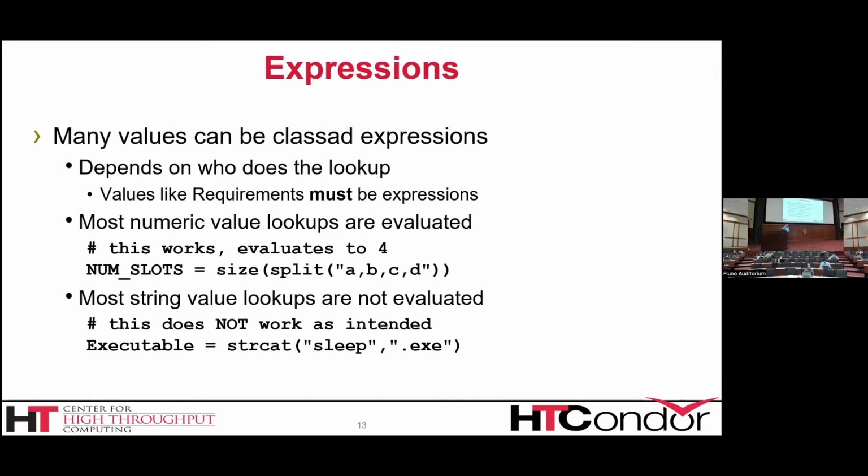All right. Now there's no schema in this key value store except one that is imposed by whoever is doing the lookup. And for most situations, there's a sort of default behavior. If the entity doing the lookup is expecting to get a number back, then it will evaluate whatever is on the right-hand side, hoping to get a number from that evaluation. And so this particular thing actually works, right? This will get parsed as a class ad expression. Split will turn this into an array. Size will say the size of the array is 4, and the result of this is it evaluates to 4.